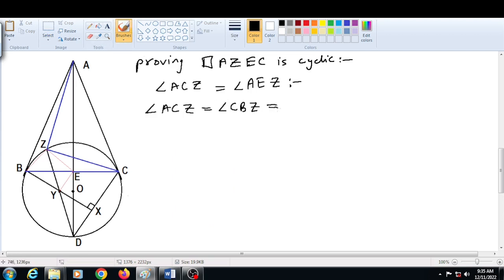Now further, this angle is equal to angle EBZ. This is quite apparent from the diagram because it is just an extension of one segment. So you have angle CBZ is equal to angle EBZ. Further, angle EBZ is equal to 90 degrees minus angle ZEB.